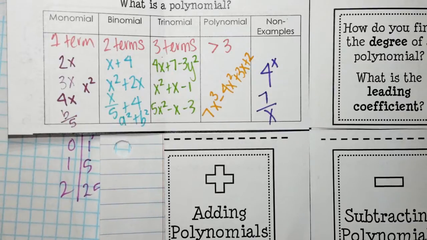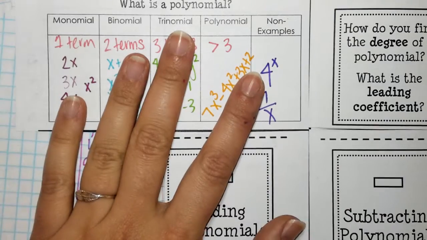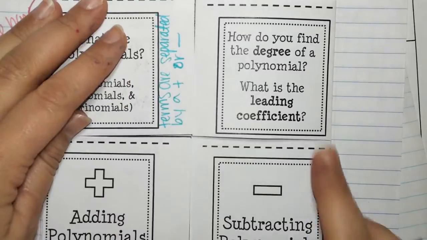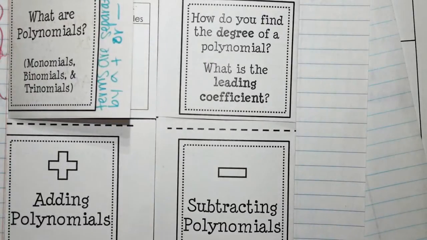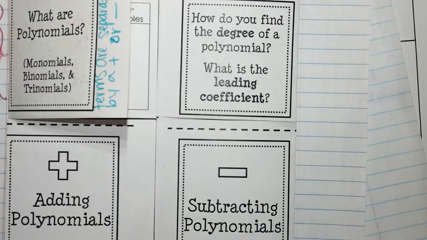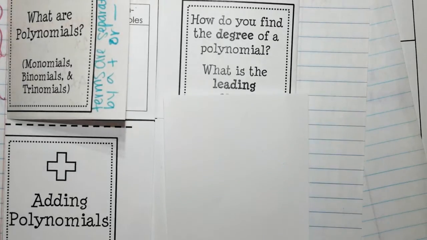Alright, so now we have talked about the different types of polynomials. Now we're going to talk about what a degree is and a leading coefficient. Now, what is a degree in general, like in the real world? It could be a temperature, an angle, a master's degree, a job.